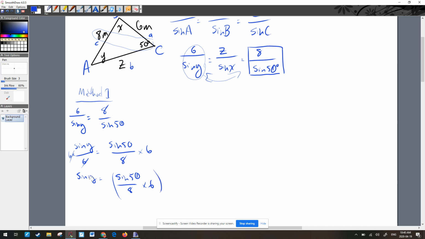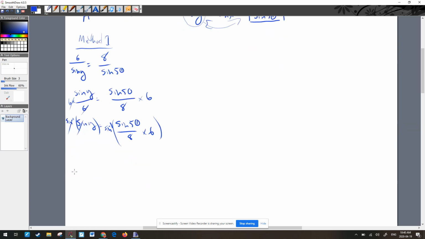Now, y is being signed. The opposite operation of sine is sine inverse. So I'm going to sine inverse both sides. Those sines are going to go away. And on the left-hand side, I'm left with just y, which is awesome because that's the variable I'm looking for. And on the right-hand side, it's this when I type it into my calculator.